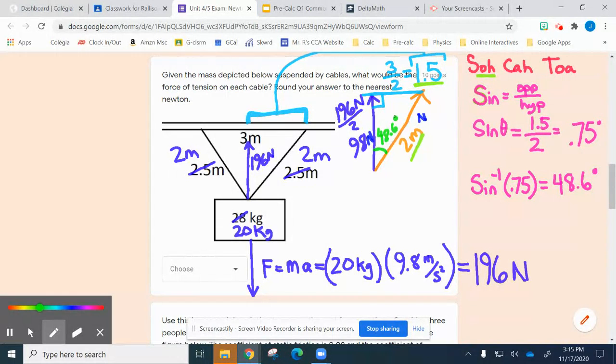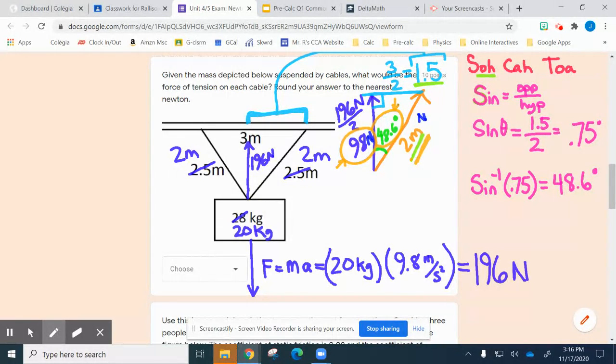So now, let's just point out what we know. We know that this is 98 newtons because it's half of the 196 newtons. We know this angle is 48.6. What we don't know is what the actual force is on the hypotenuse of this triangle. So now we're going to use the 98 and the 48.6 degrees to figure out the hypotenuse.